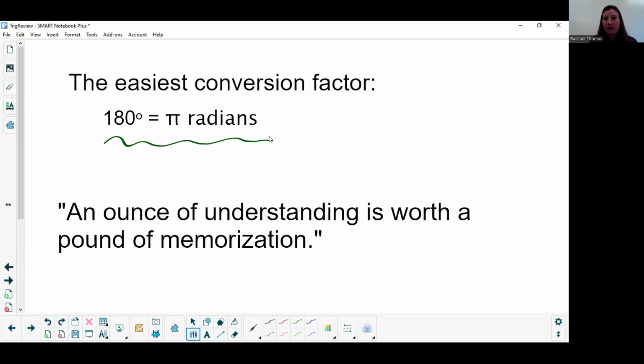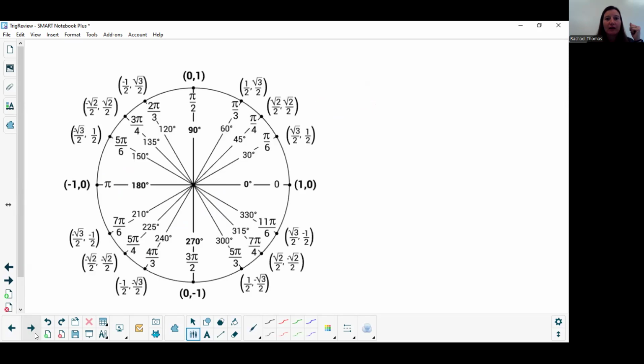As with all things, when it comes to memorizing these things, an ounce of understanding is worth a pound of memory. So if you can remember that 2 pi is the whole circle, because it's 2 pi r, and then you just look for fractions of that, you're going to be better off. That's how we get these. And again, I have a whole video that goes into more detail about how you generate these radian measures.